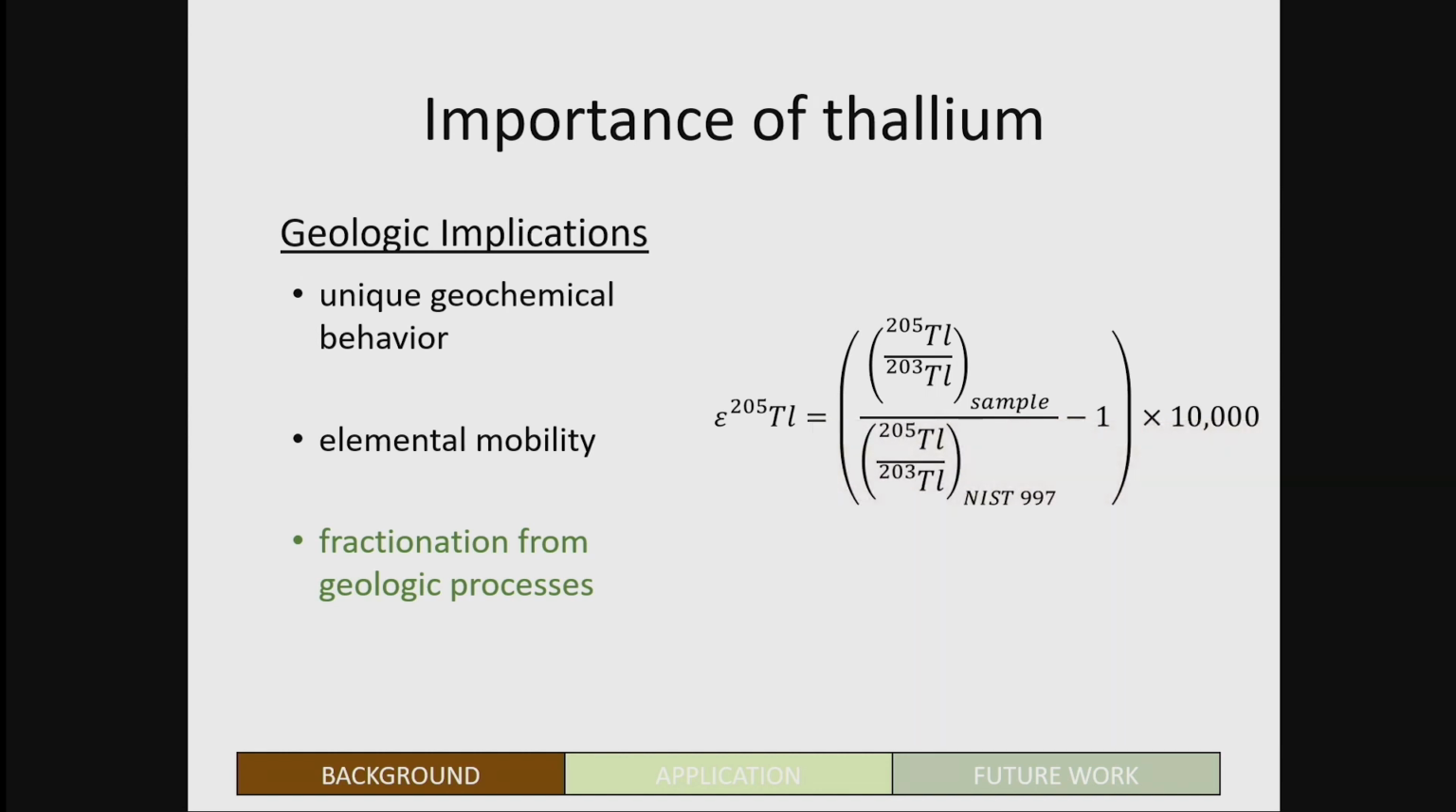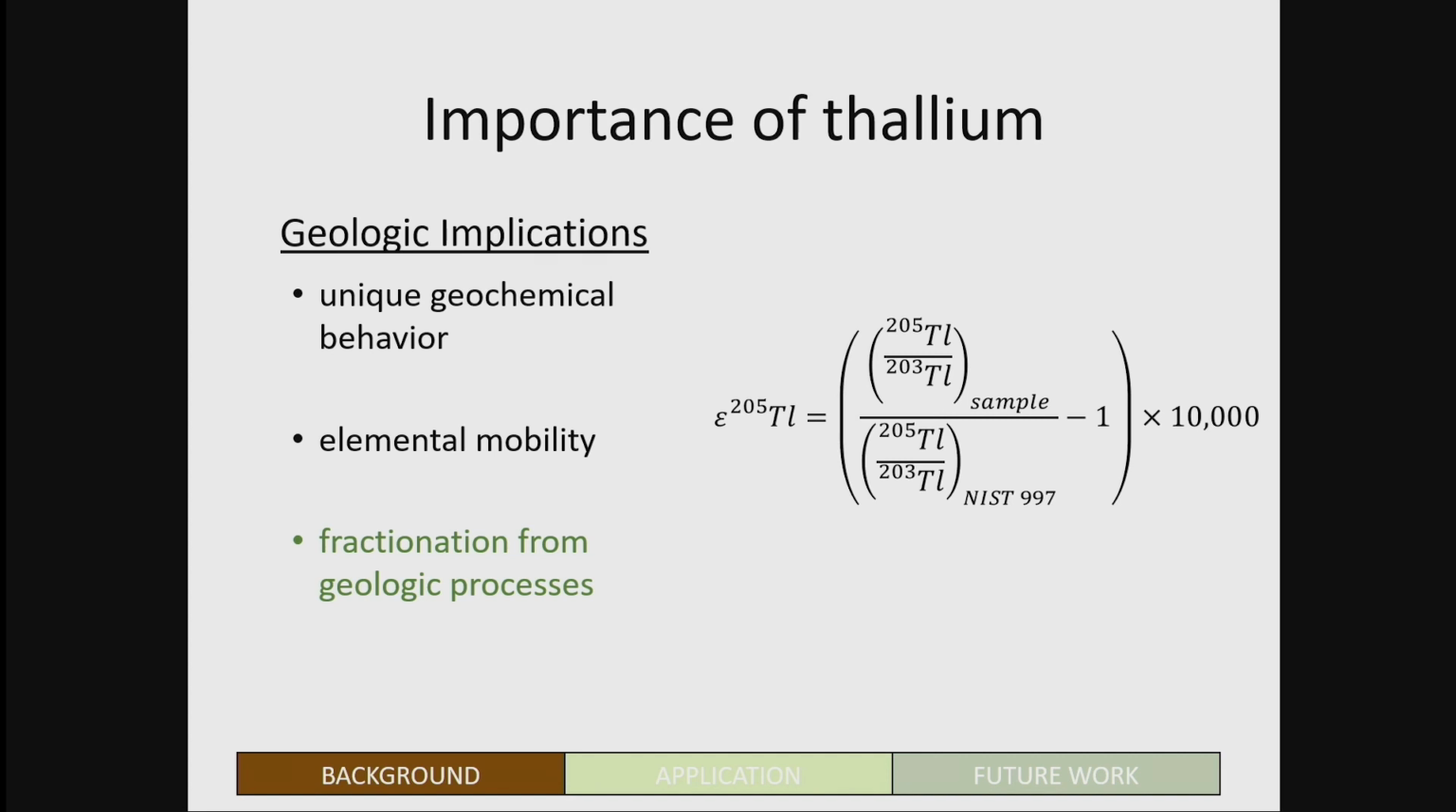So even though the masses are not very different from one another, depending on the process that's at play, things like magmatic differentiation, things like hydrothermal alteration, either low temperature or high temperature, it's not uncommon for one of those masses to be slightly preferred. So a little easier to move around, a little easier to fit into a silicate mineral or a fluid phase. And I will talk about fractionation of thallium isotopes.